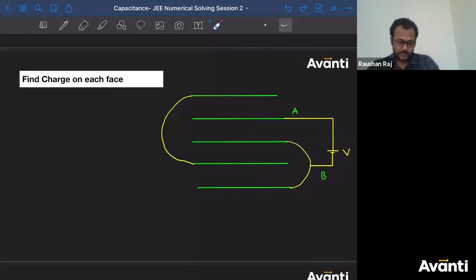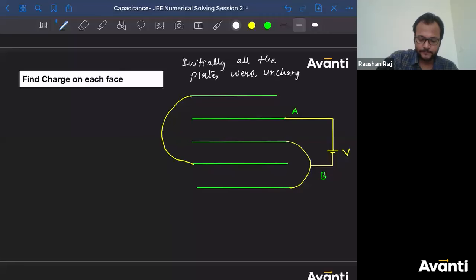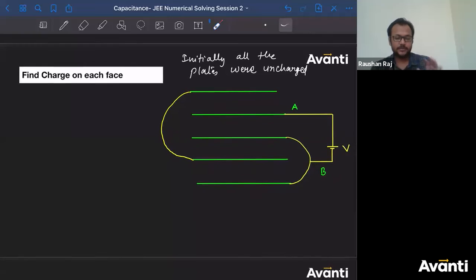And now one information that I want to share here, that initially all the plates were uncharged, and then this battery has been connected across A and B. Then find out what is the charge that will appear on each face. हाँ यार, करो, find out करो.